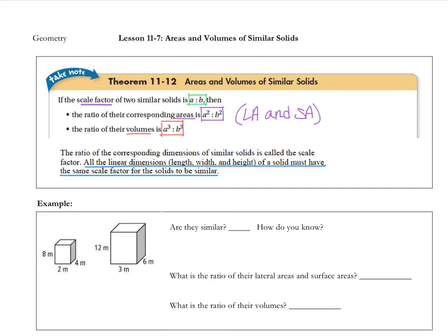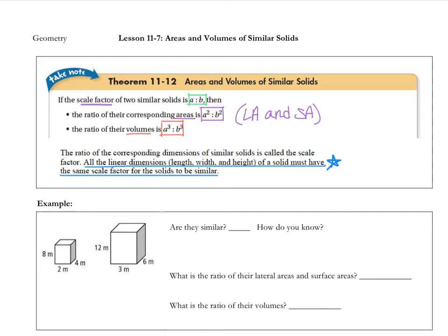This also happens for three-dimensional figures. If the three-dimensional figures are similar to each other, then their corresponding surface area and lateral areas will be in the ratio of the square of the scale factor, and their volume ratio will be the cube of the scale factor. So all linear dimensions, the length, width, and height, have to have the scale factor in order for that 3D object to be similar to another one.